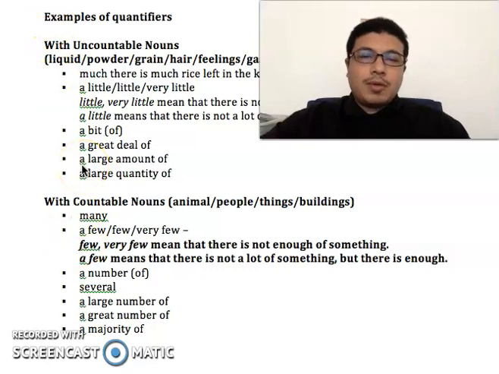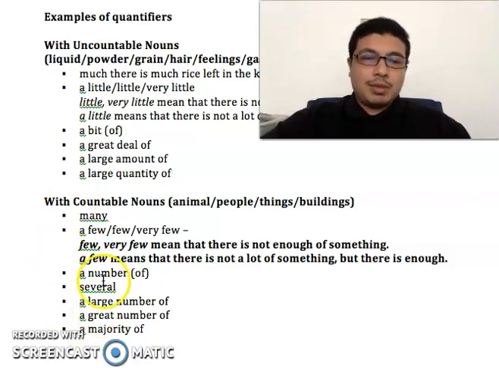So when you ask a question, do you have any sweets left? The answer could be there are few sweets left in the fridge. So that means not enough for everyone. If the answer is there is a few, or there are a few sweets left in the fridge, that means not a lot, but there is enough for everyone.